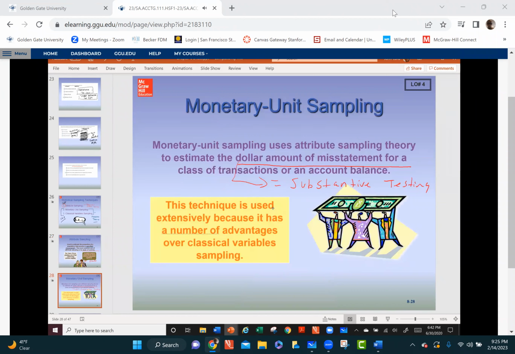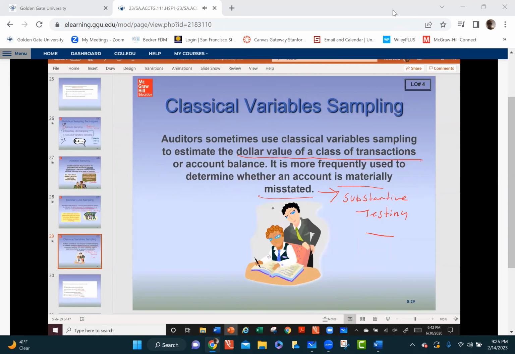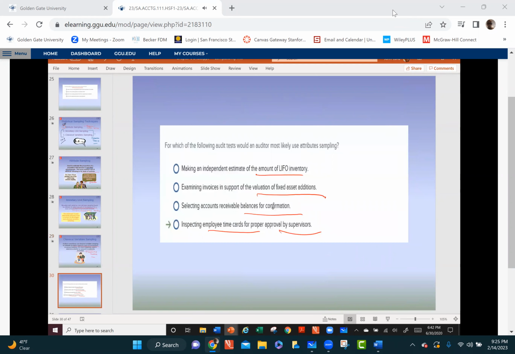Now we'll also use monetary unit sampling, and we'll look at that in chapter 9 some more when we get into a discussion of our substantive testing. And classical variables is used for substantive testing also. We'll get into that in chapter 9 as well. So we're not going to say much more about those until we get to chapter 9, the monetary unit sampling and the classical variables.